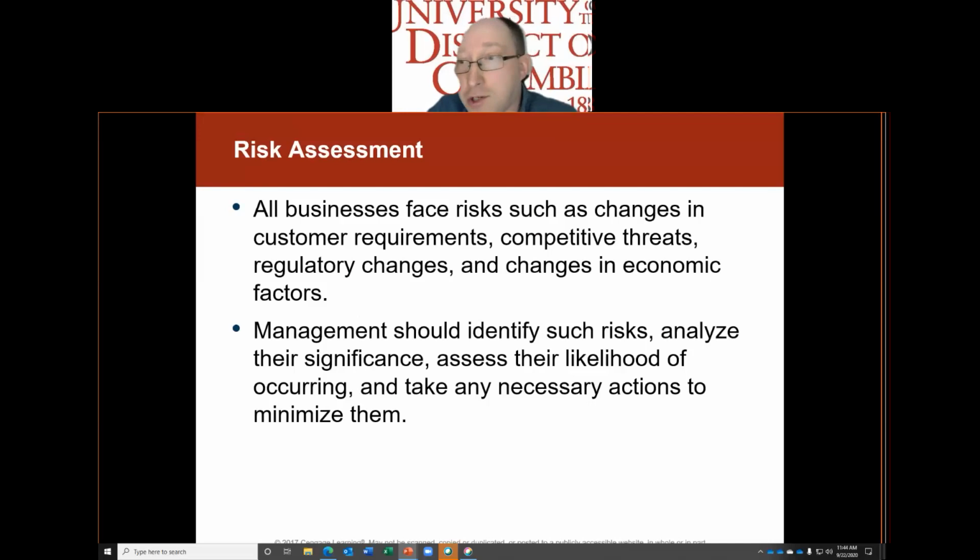Regulatory changes. The government changes laws every so often, so those are things that I need to know and be aware of so I can then adjust my policies accordingly. Changes in economic factors. When there's a downturn in the economy, I need to strategically pivot my business. So what you're seeing right now is a great example. Because of the COVID-19, people are not going to grocery stores as much. They're not going out to eat as much. They're not going to do their daily shopping.